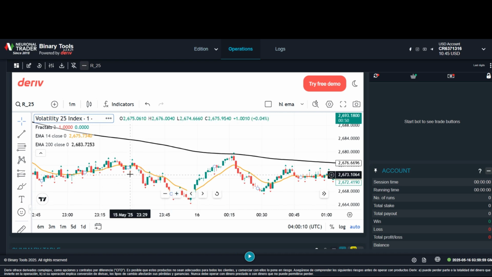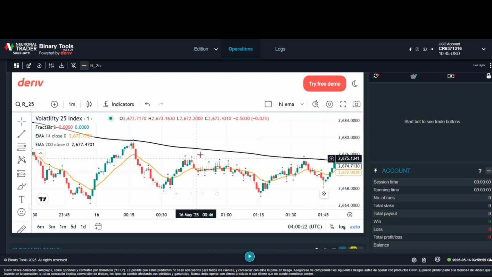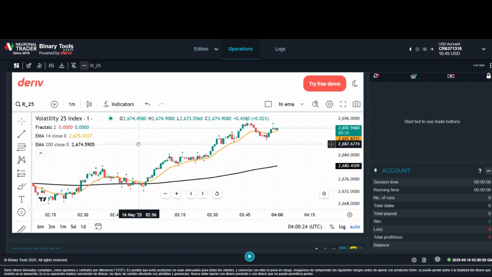So whenever you see these candles are down, below the moving average 200, that means it is a downtrend. And when you see, like here, the candles are above the 200 moving average, that means the market at that time is generally in an uptrend.